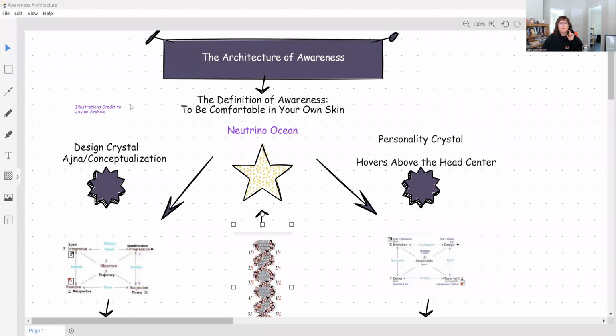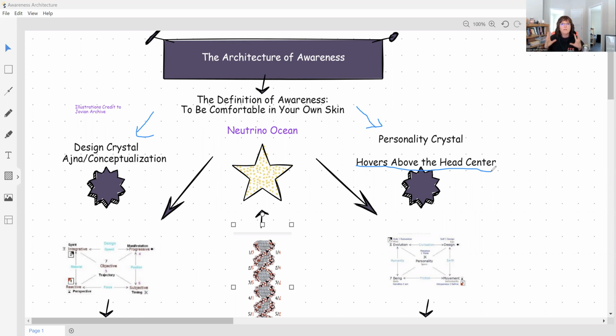There are two different crystals embedded into our design. We have the design crystal, which resides in the Ajna center. This is how we conceptualize. And then the second is the personality crystal, but it actually hovers right above the head center, just above the scalp. So it resides there. This gives you a better understanding of the witness.